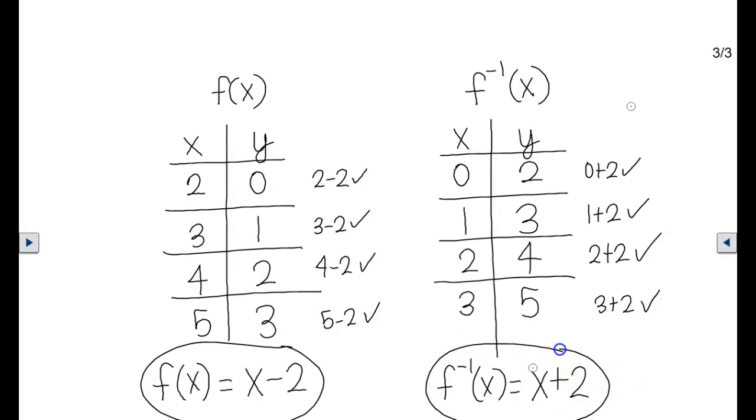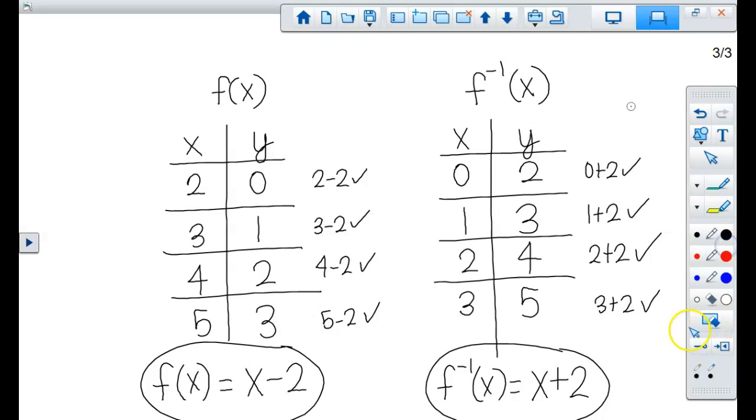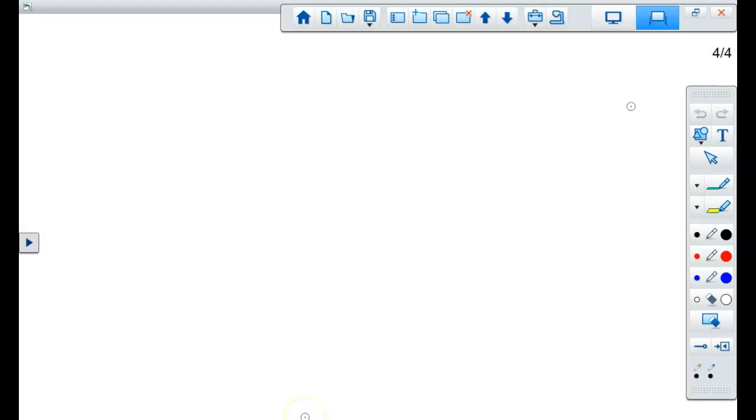Now I want to point out something about these two rules. I want you to notice that f of x subtracts 2 from x, and that f inverse of x adds 2 to x. I want you to notice that these inverse functions do the opposite of each other. One is subtracting 2 from x, the other is adding 2 to x. And that's something that we ought to see as we look at these inverses. They ought to undo each other. They ought to do the opposite of each other.